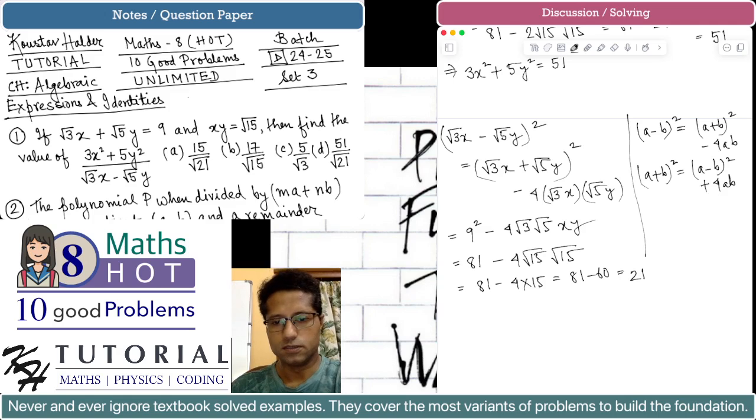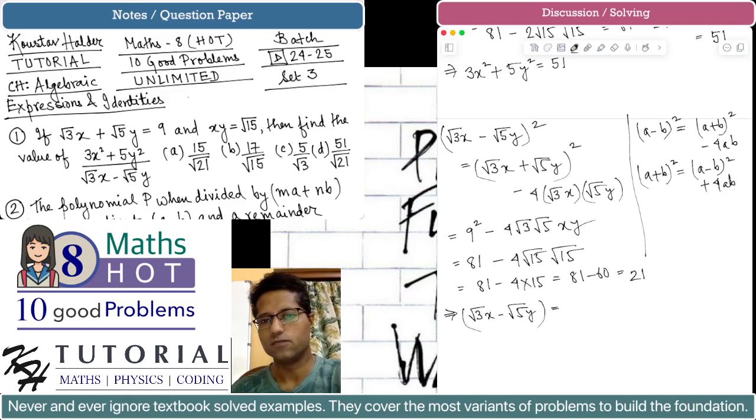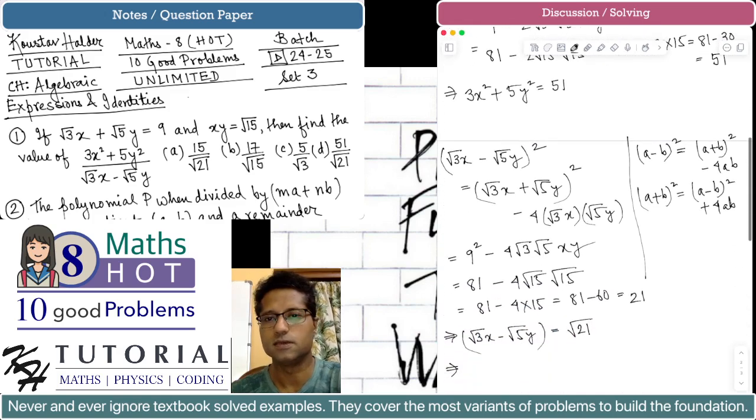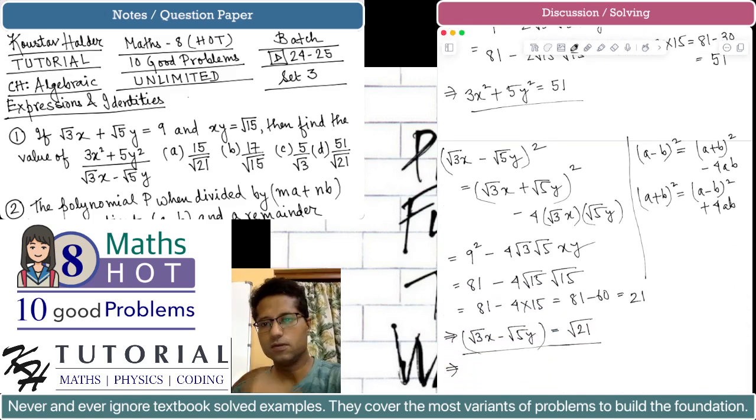So this implies that we have found root 3x minus root 5y whole square is equal to 21. So root 3x minus root 5y will be square root of 21, and hence we have found root 3x minus root 5y, and also we have found 3x square plus 5y square. So we have found both the numerator and the denominator of the given expression.